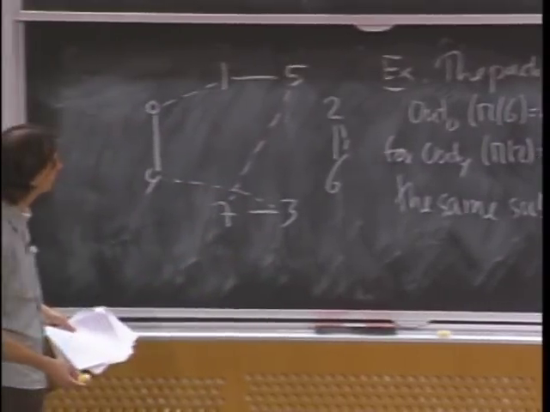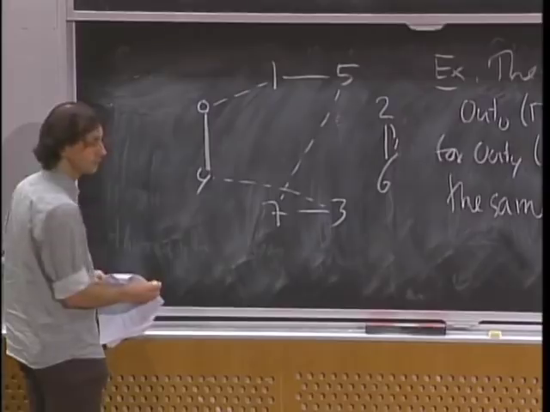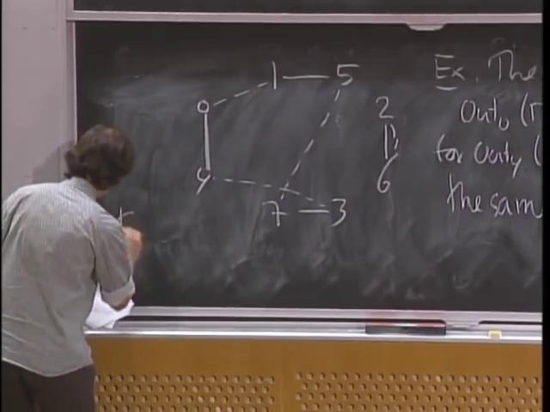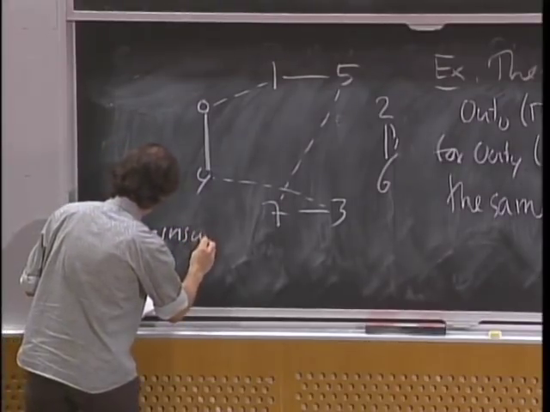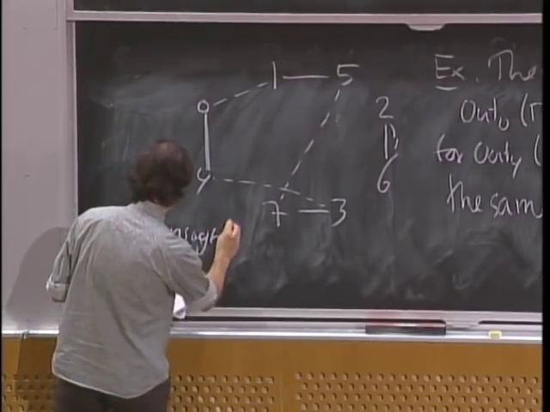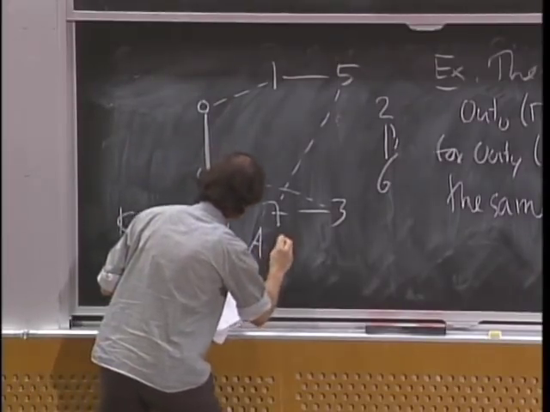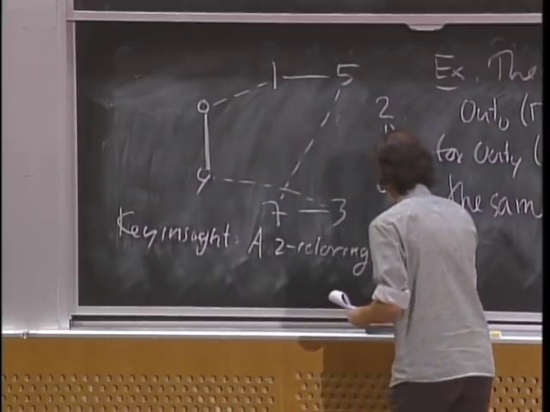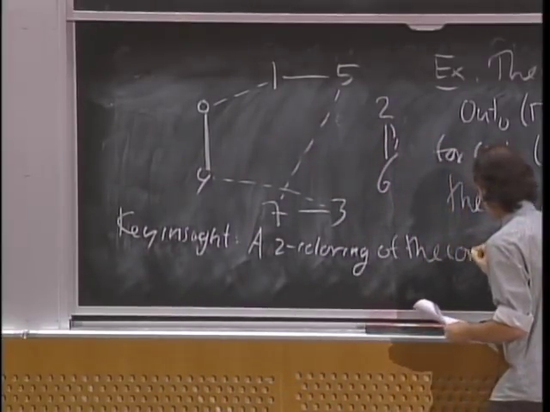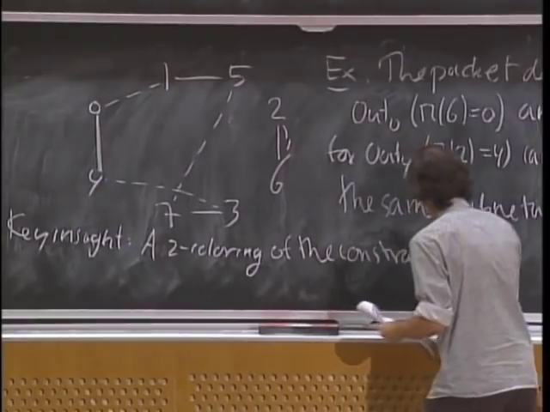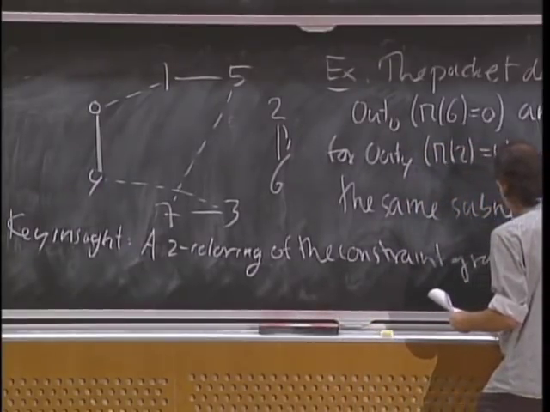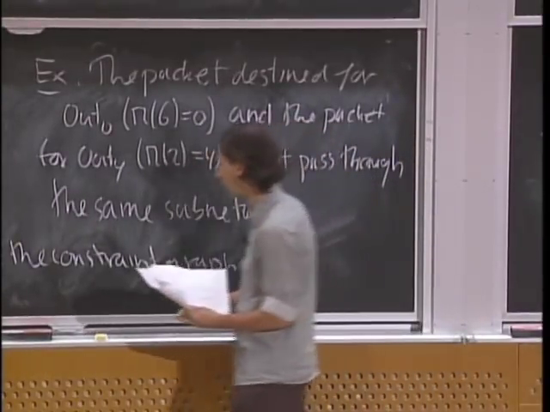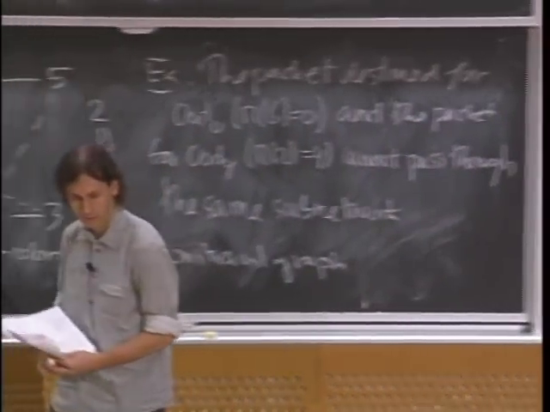So now we come to the key insight. And the key insight is to use a two-coloring of this graph. So the key insight is a two-coloring of the constraint graph, which will lead to a best solution for the routing problem. Okay, so let's do this.